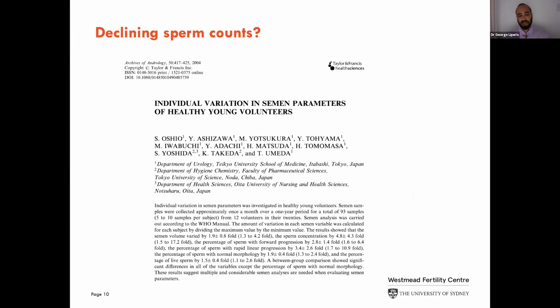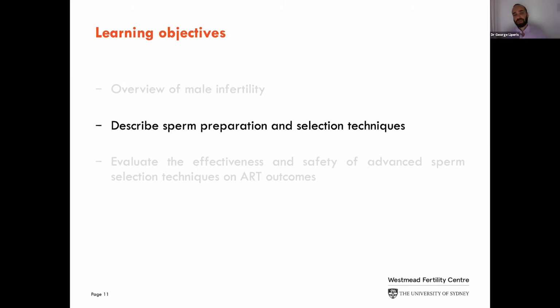Also, in a different study analyzing semen parameters in young healthy volunteers every month, based on those results, they suggested that multiple and considerable semen analyses are needed when evaluating semen parameters. So therefore, the sperm is not declining. We therefore need to identify and try to find ways of preparing and selecting which are the good sperm.